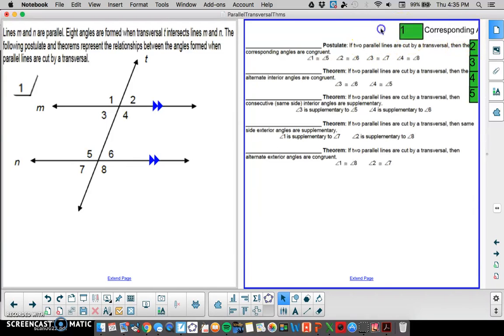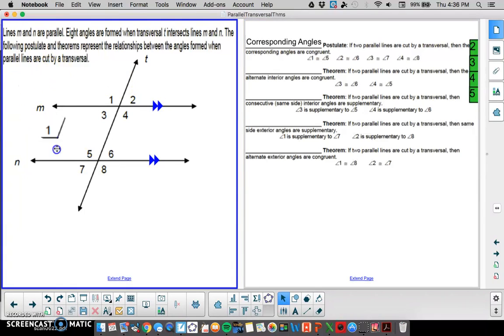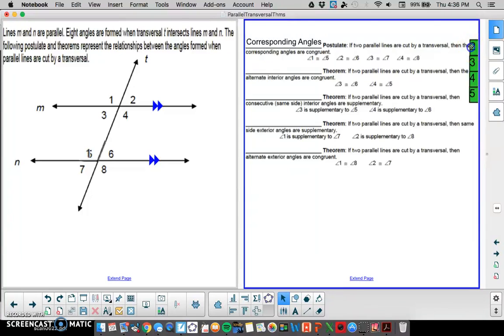So that first one is called the corresponding angles postulate. If two parallel lines are cut by a transversal, then the corresponding angles are congruent. So like angle 1 is corresponding with angle 5. Notice that those match up exactly. They are congruent. Well, if we have two parallel lines cut by a transversal, also we found out that alternate interior angles were congruent.